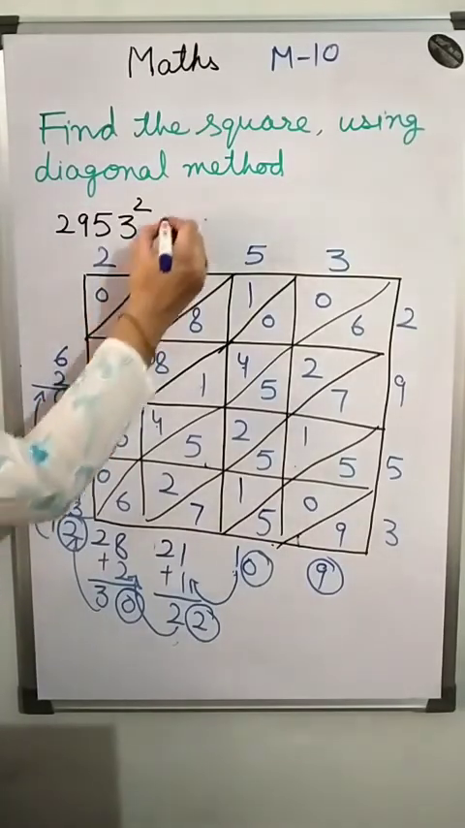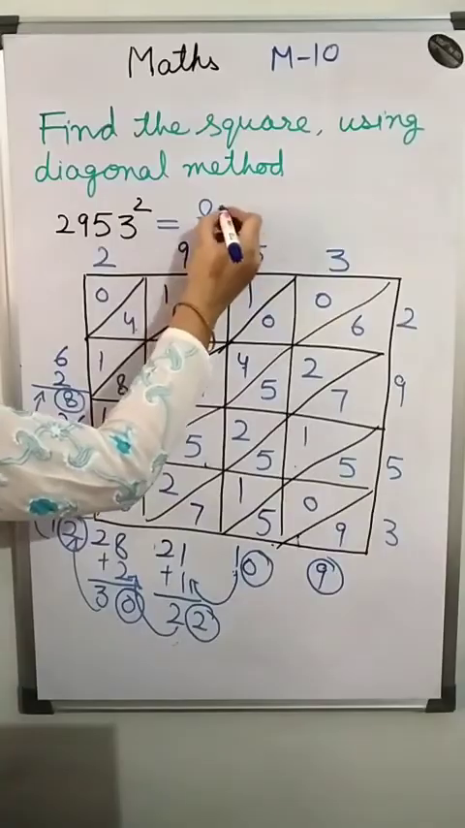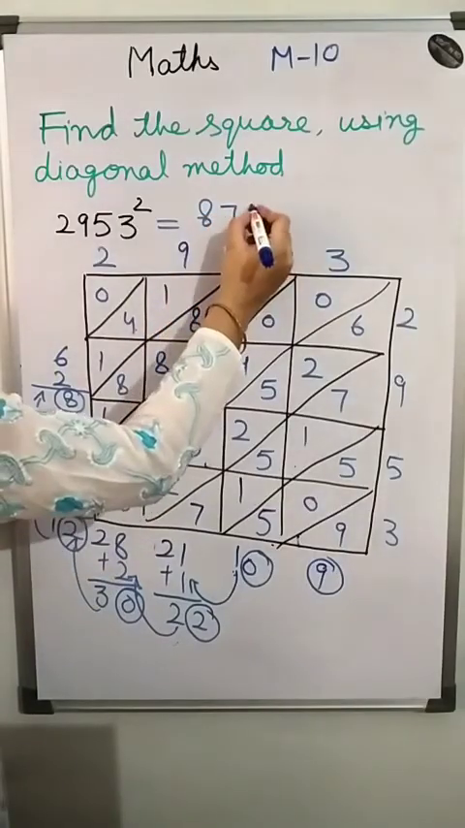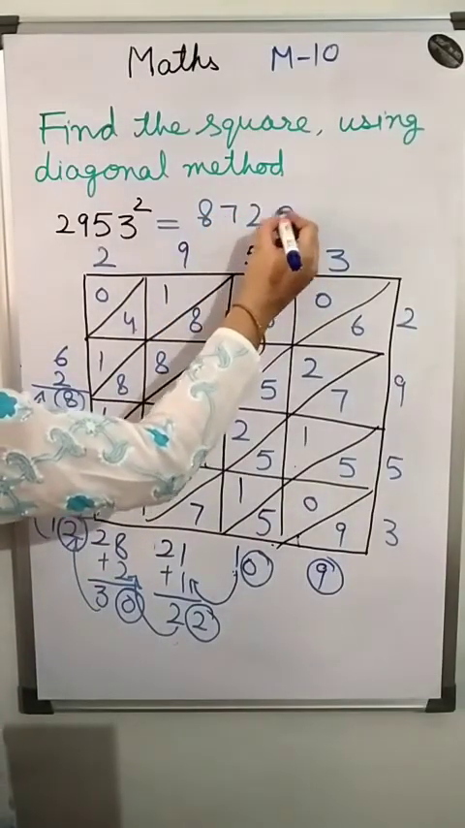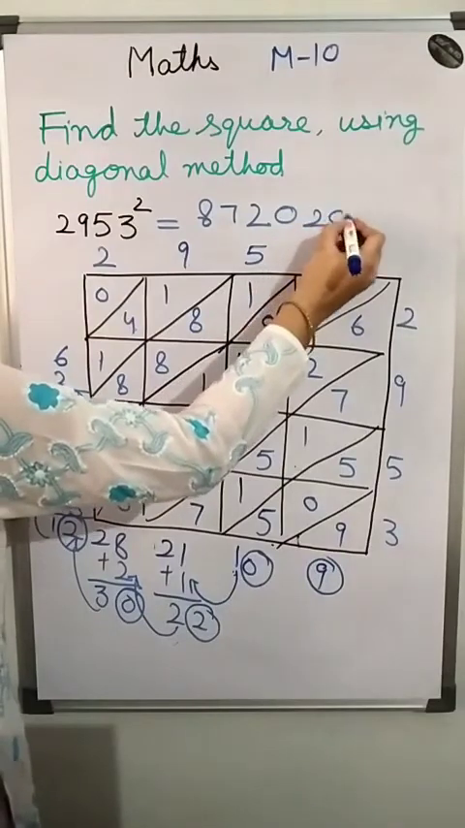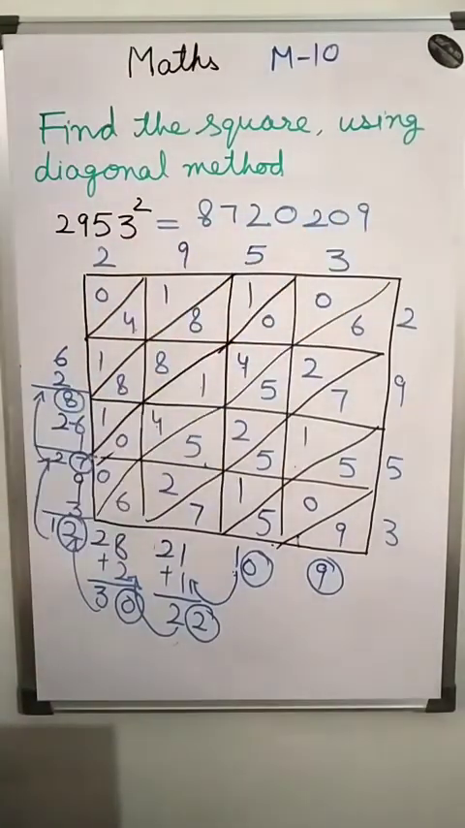Circle this. Now write all the circled numbers here: 8, 7, 2, 0, 2, 0, 9. So this is the square of this number. In this way you can calculate the square of a number, and this method is called the diagonal method.